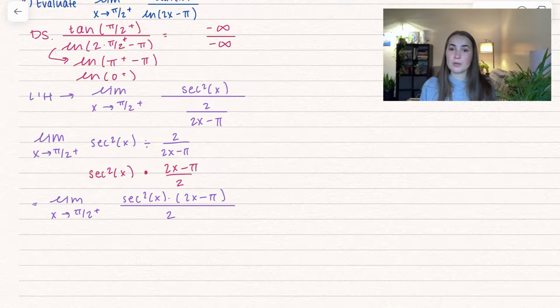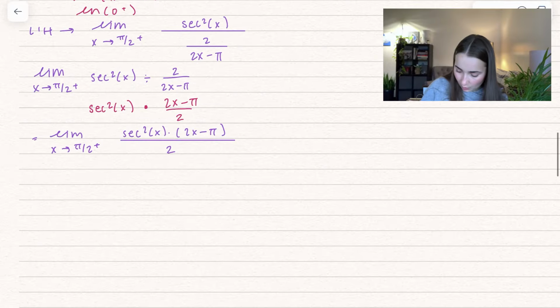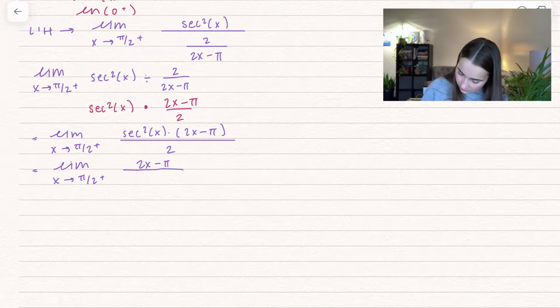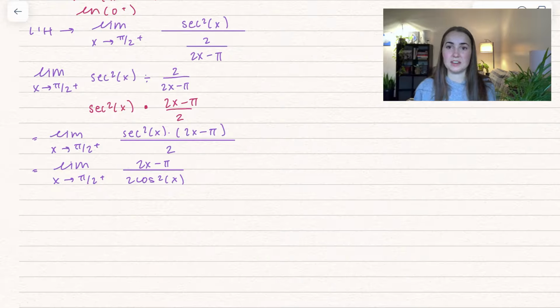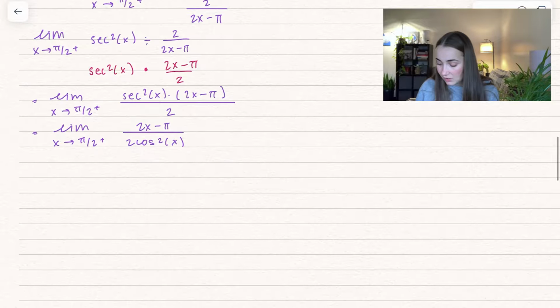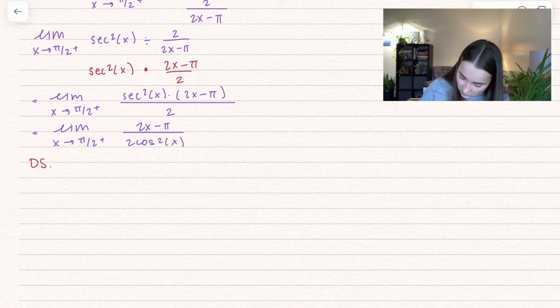If we don't remember what secant of x does, we can just go ahead and write that as cosine in the denominator. That's totally fine to do. I prefer sine and cosine, so I would totally do that. So this looks pretty simplified out. Let's go ahead and try direct substitution. So we get 2.